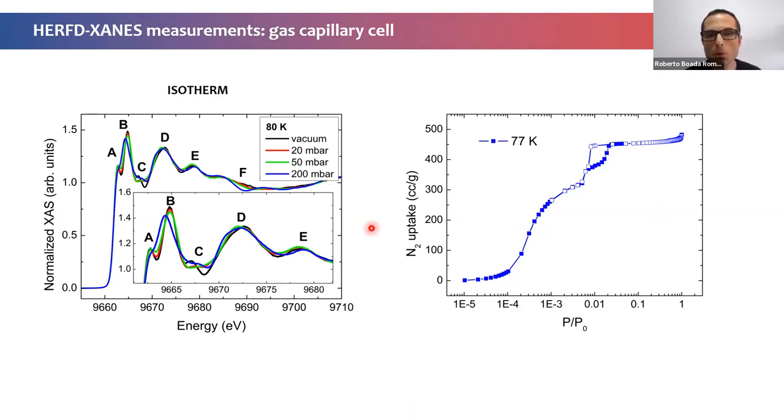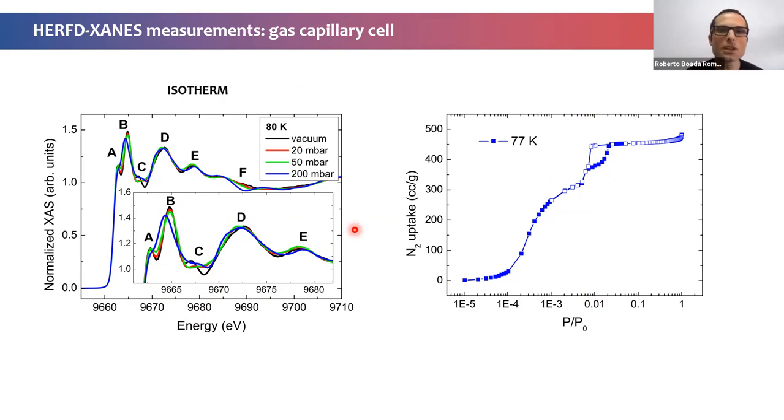Okay. So then, using this capillary setup, we did the experiments and we did the isotherm. We were going from vacuum at low temperature all the way, passing through the gate opening transition, to high pressure. And we did see the same changes. We saw the shift of the B structure, disappearance of the A structure, and this smoothing of the C structure. Okay, that's good.